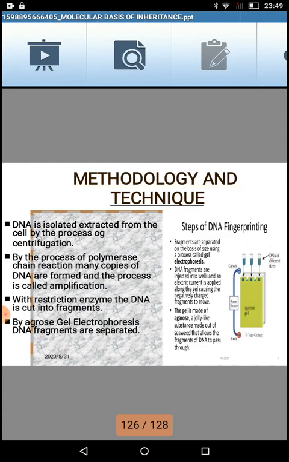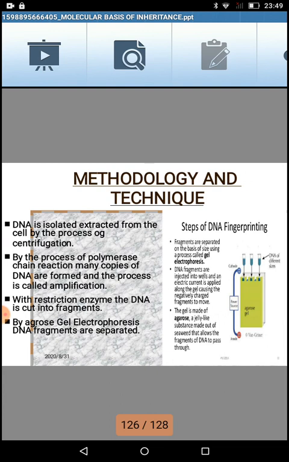Let us go through the slides. I'm just reading it out. DNA is isolated, extracted from the cell by the process of centrifugation. That's what I was talking about, density gradient. Then, by the process of polymerase chain reaction, many copies of DNA are formed and the process is called amplification. This particular process is mostly done once the DNA is extracted, and after that, amplification is done.